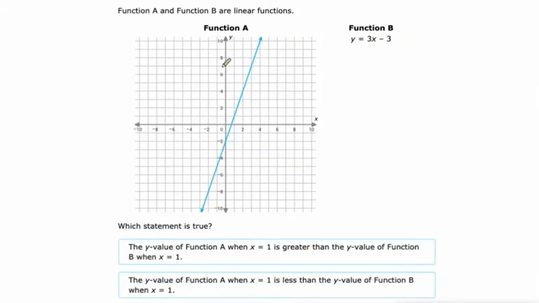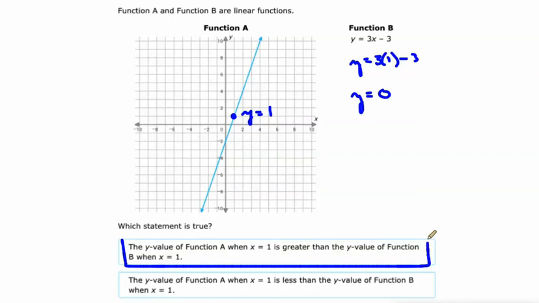And then they ask us about y values when x is a certain value or a given value. So this is at x equals 1. So at x equals 1, this one we get y equals 1. And for this, when x equals 1, we would just plug 1 into the equation. And 3 times 1 is 3, and 3 minus 3 is 0. So the y value of function A is greater than the y value of function B when x equals 1. 1 is greater than 0.